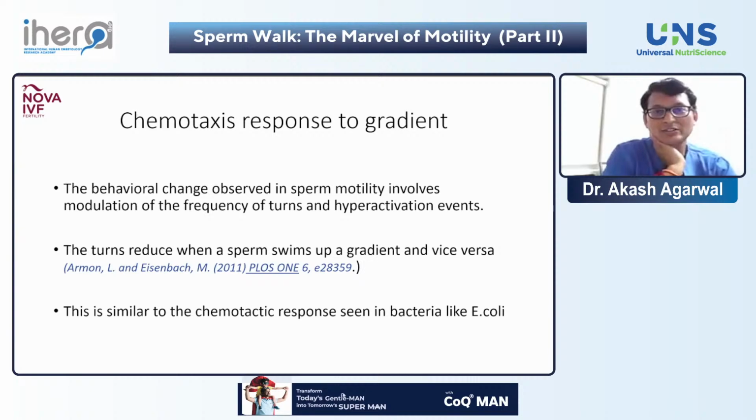The behavioral changes we usually see in sperm motility in response to these gradients usually involve a change in the motility pattern. So what they say is there is a change in the frequency of the turns and the hyperactivation events which are going to result from them. So a sperm which is hyperactivated, and suppose there is no gradient as such, would be moving randomly.